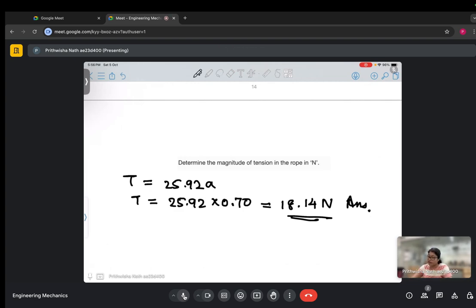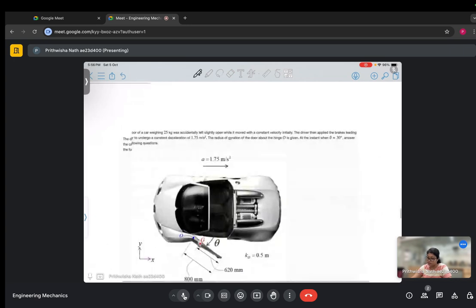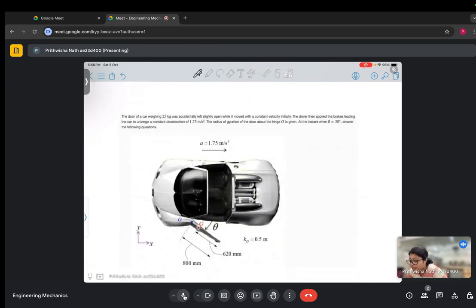Now moving on to the next problem. The door of a car weighing 25 kg was accidentally left slightly open while it moved with a constant velocity. Initially, the driver then applied the brakes, leading the car to undergo a constant deceleration of 1.75 meter per second square. So the k_O of this door is given. At the instant when theta equal 30 degree, answer the following questions.